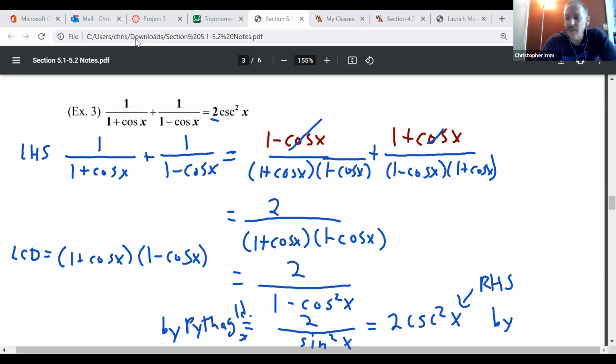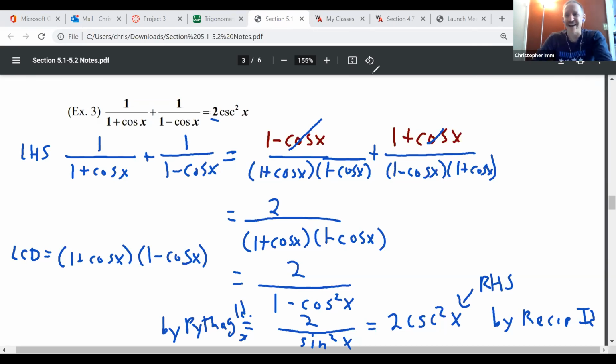That's the right-hand side by a reciprocal identity. All right. Awesome. So we did use two trig identities there to get to the right-hand side, but we used another technique. We took two fractions and put them together into one because we knew we wanted the right-hand side to be one fraction there. Questions there?